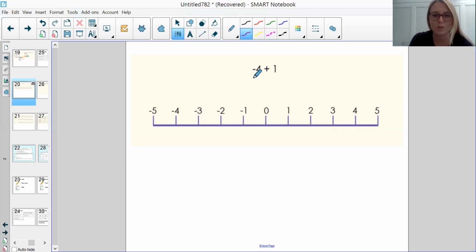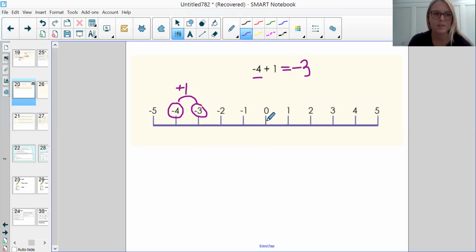Okay, so the first thing I want to do is identify where -4 is on our number line, okay? So -4, I'm going to circle it. And then we need to add 1, okay? So we're getting bigger, so we're going this way, we're jumping 1, so adding 1 to the right, okay? So my answer for this would be -3.